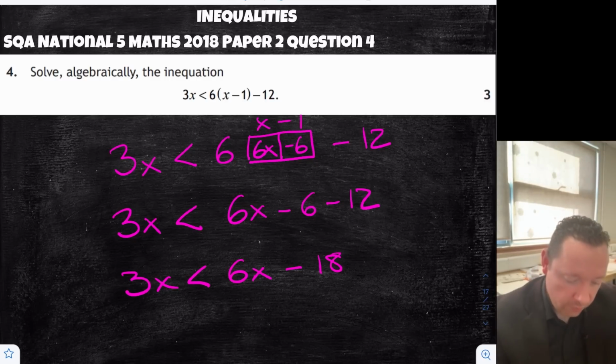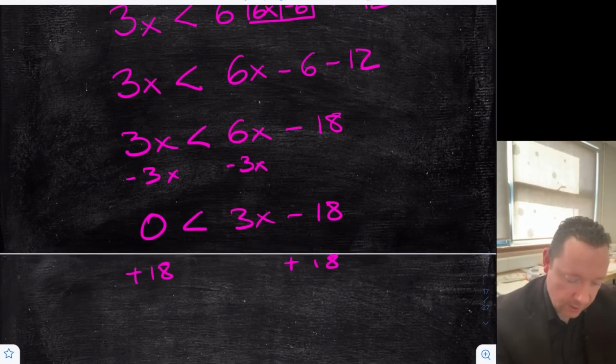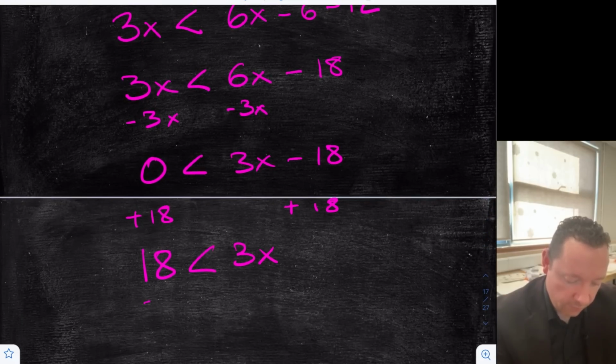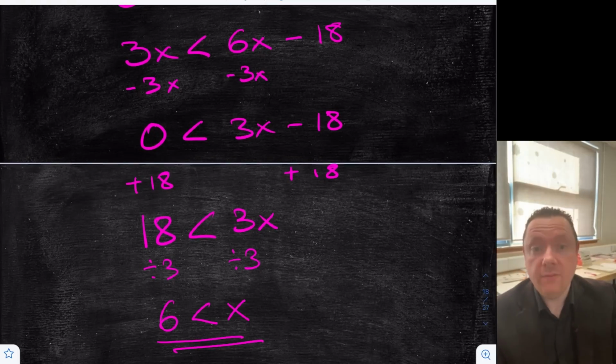So I'm going to move the x's over to this side. So that becomes minus 3x on both sides. And I'll just leave it like that for now to get 0 is less than 3x minus 18. So I need to add 18 to both sides to get rid of the 18 from the x's. 18 is less than 3x. Divide through by 3 to get 6 is less than x. And that's a fine answer. You can leave your answer like that.